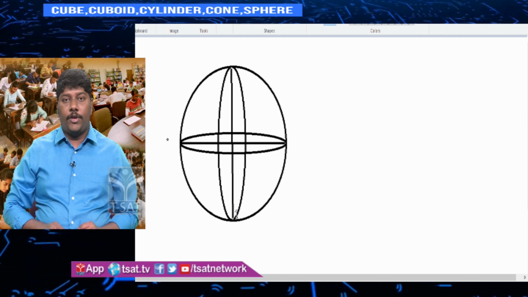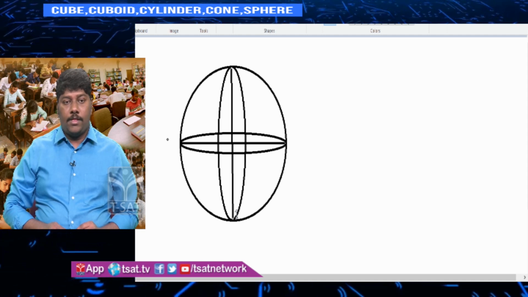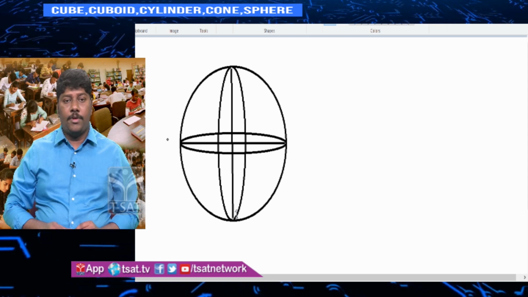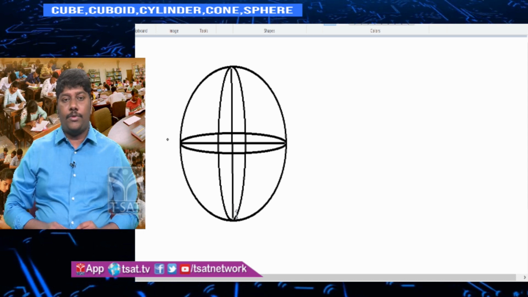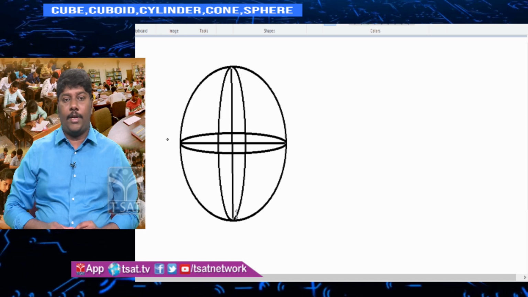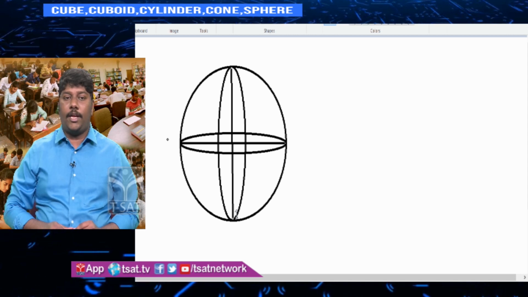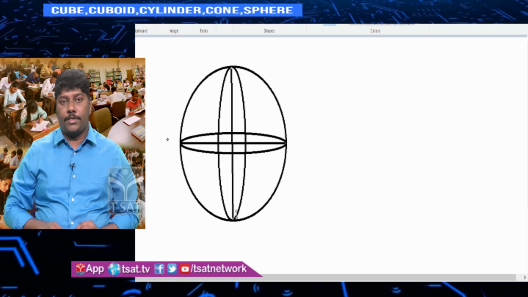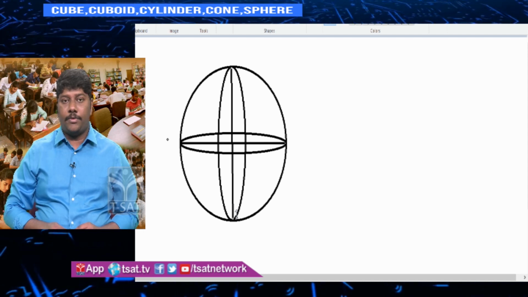Now, in order to find the formulas for a sphere, like the lateral surface area, total surface area and volume, for a sphere you can say there is no separate lateral surface area. Lateral surface area is nothing but total surface area only, because there are no up and down surfaces. A ball does not have up and down surfaces. The lateral surface area is the same as total surface area. Simply we say surface area of the sphere.